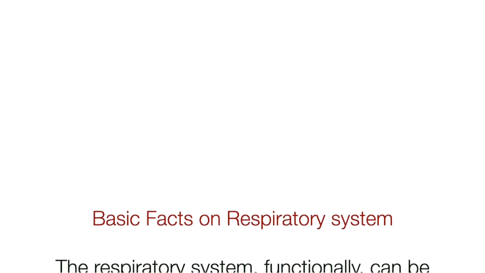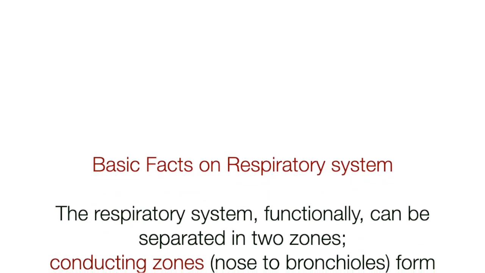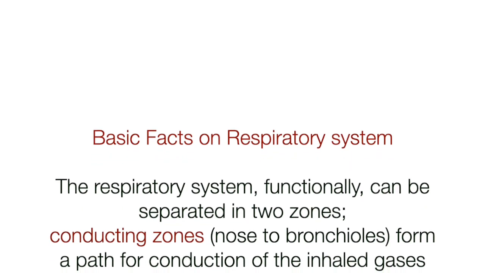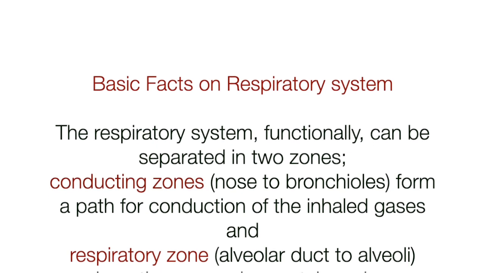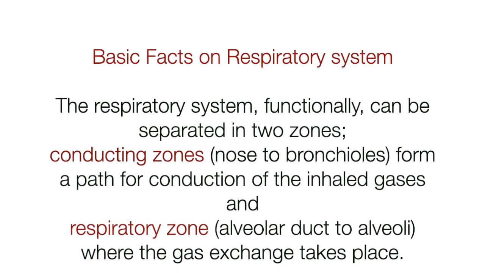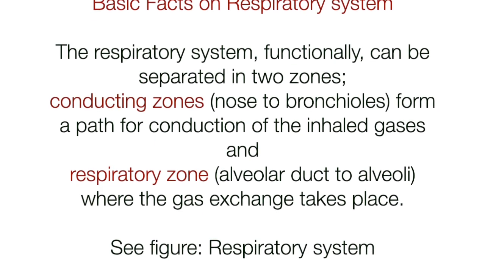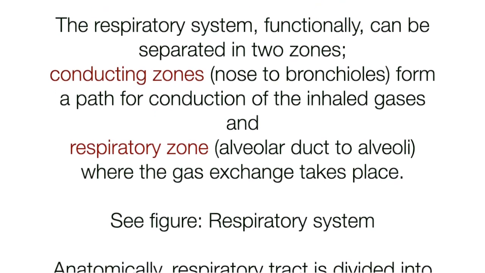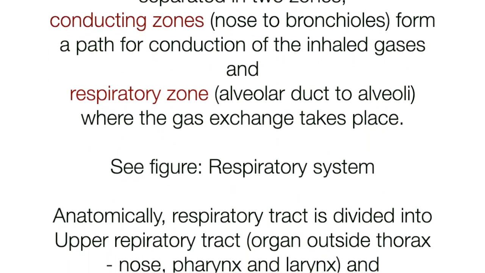The respiratory system functionally can be separated in two zones: conducting zones, that is nose to bronchioles, form a path for conduction of the inhaled gases, and respiratory zone, that is alveolar duct to alveoli, where the gas exchange takes place. You see the figure of respiratory system shown earlier.